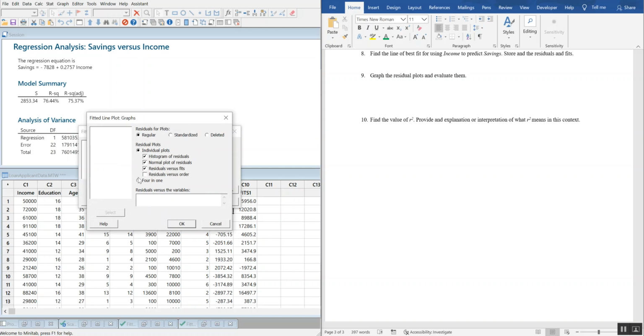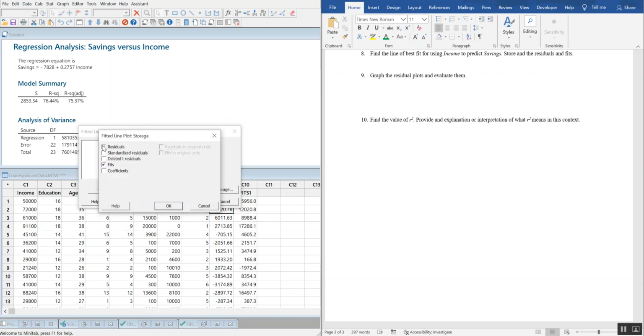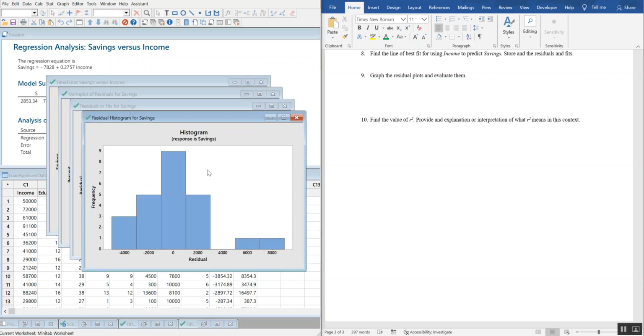Now, if you want, you can do 4 in 1. I'd never include the residual versus order unless I'm doing something where order matters, and since order doesn't really have meaning here, I'm not going to include it. So let's go ahead and hit OK. I'm going to hit the Storage button and turn these off because I don't need it to do them again. And hit OK. And there we go.